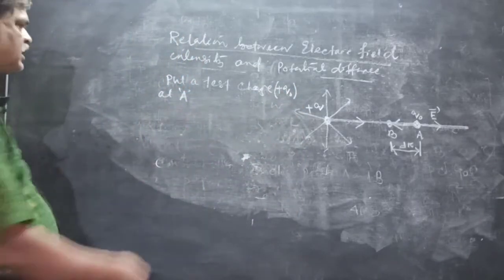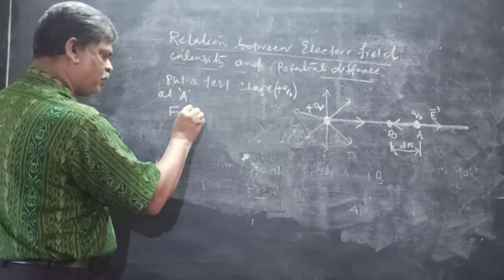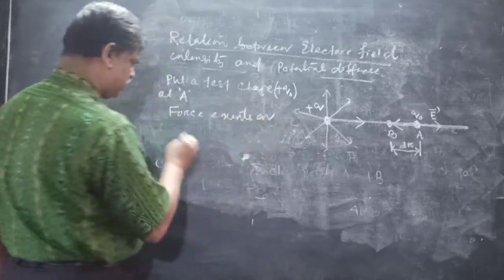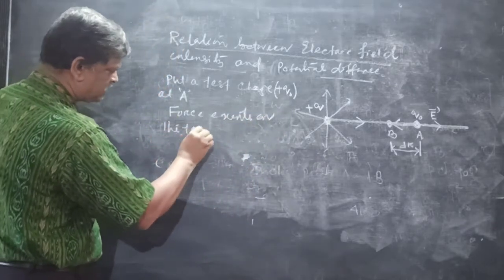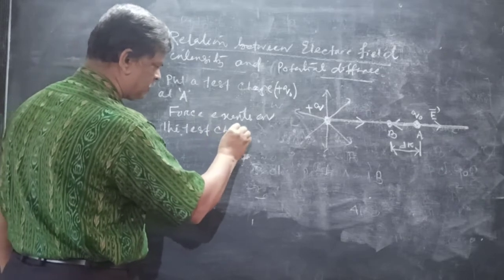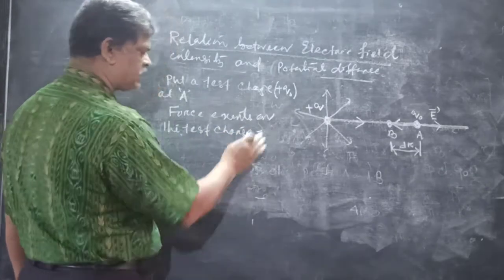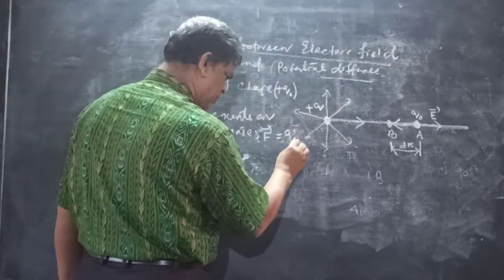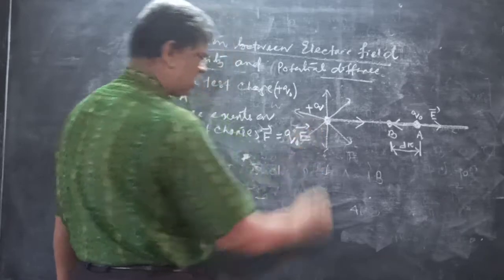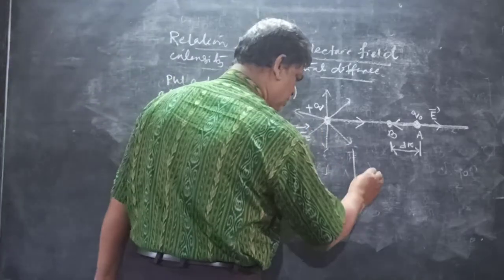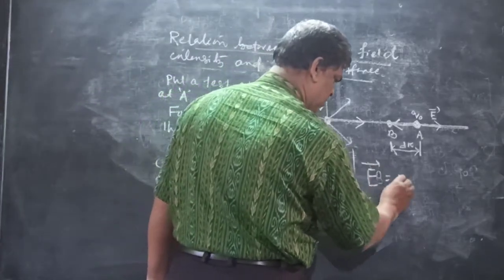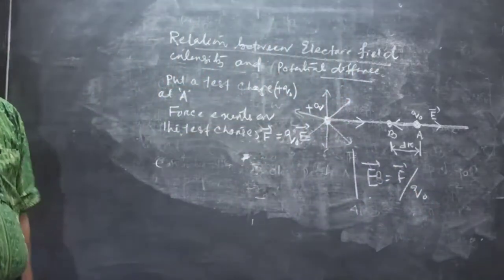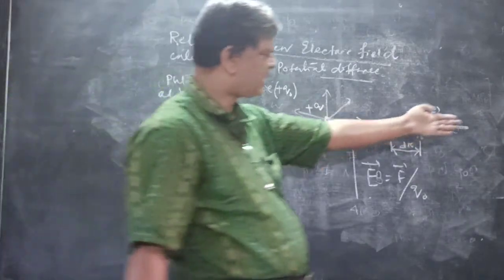So what is the force? The force exerted on the test charge F is equal to Q naught into E, because E is equal to F by Q naught, as we know the electric field intensity is the force per unit charge. So F vector is equal to Q into E. This is the force, and this force is directed outward.